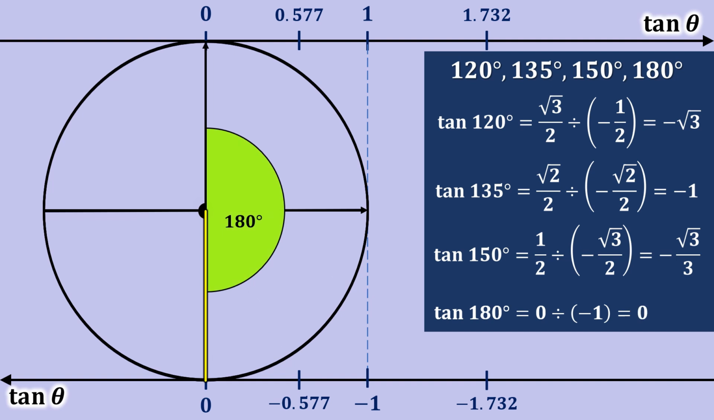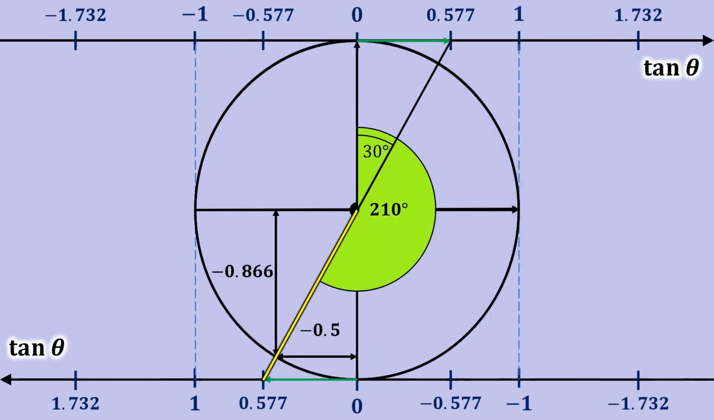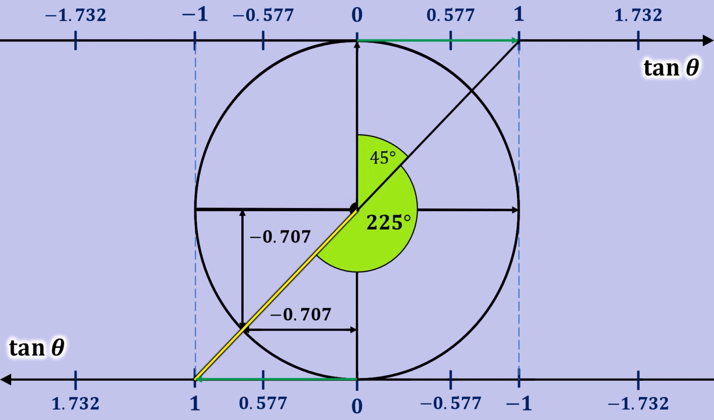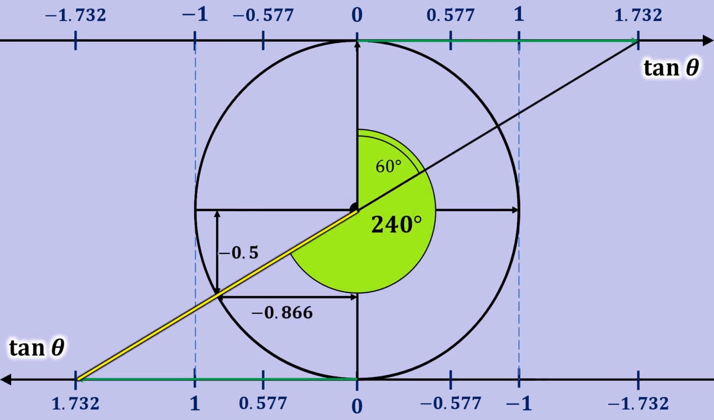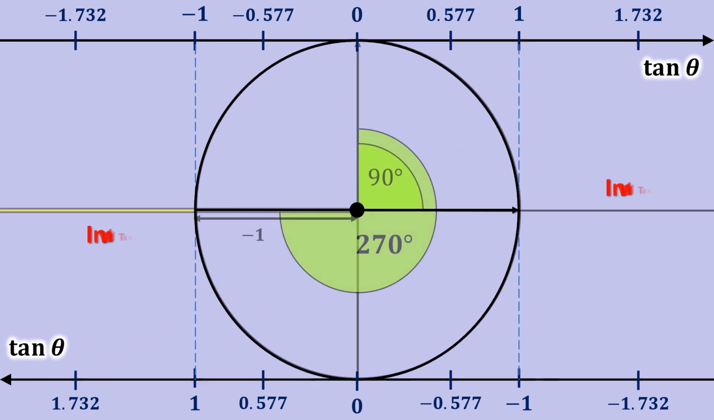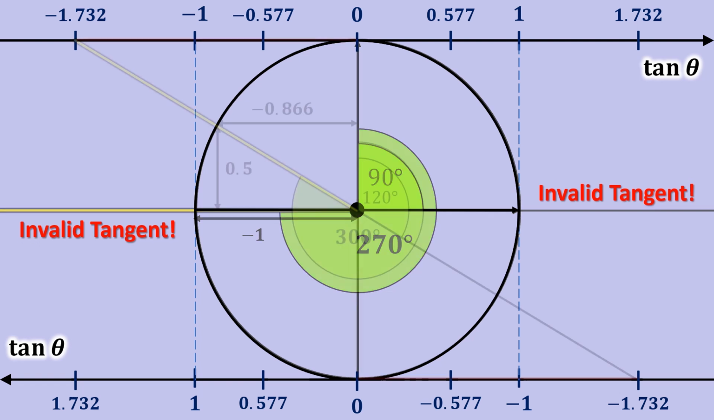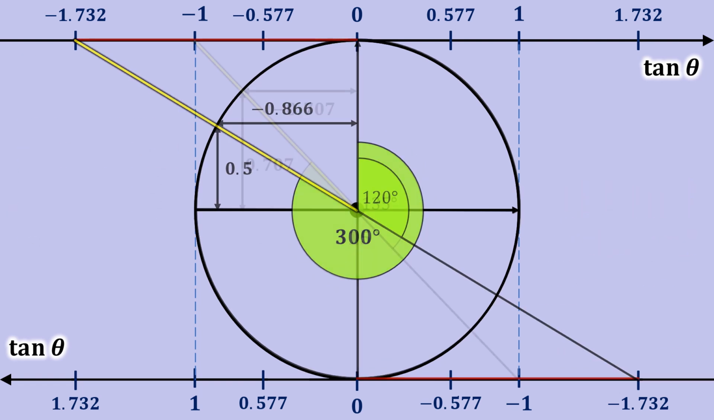This shows that the tangent of an angle is equal to the negative tangent of its supplementary angle. Now here is a fun fact. The tangent of 180 to 360 degrees is the same as the tangent of 0 to 180 degrees again.